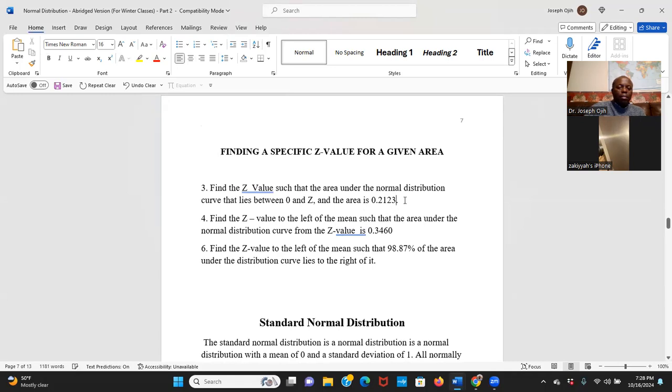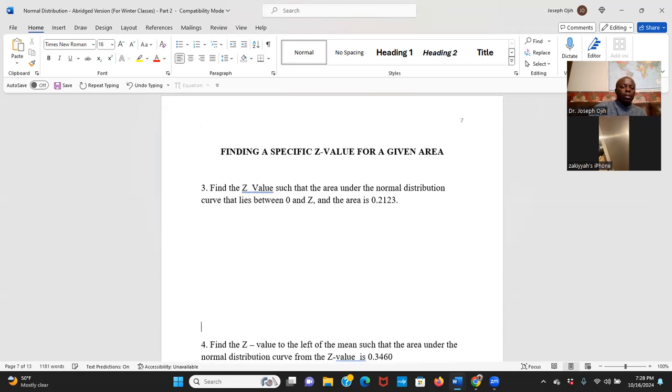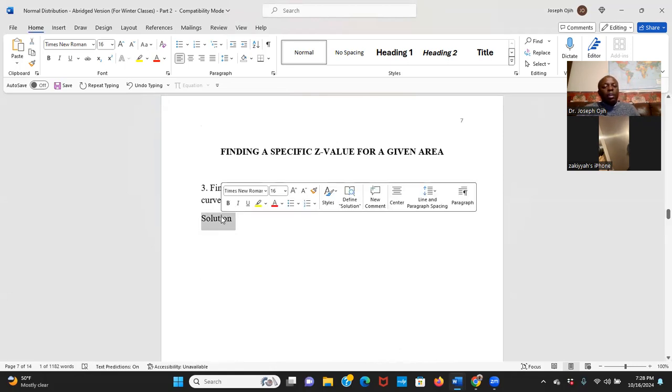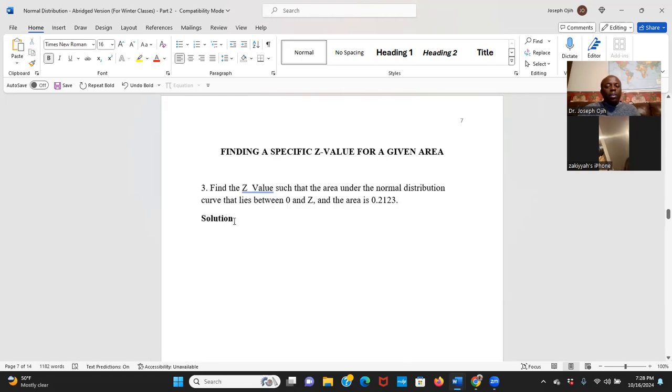Number three says: find the Z value so that the area under the normal distribution curve lies between 0 and Z, and the area is 0.2123. Solution: they did not tell us the direction, which means the Z can be on the left or the right. Let's assume it's on the right side.